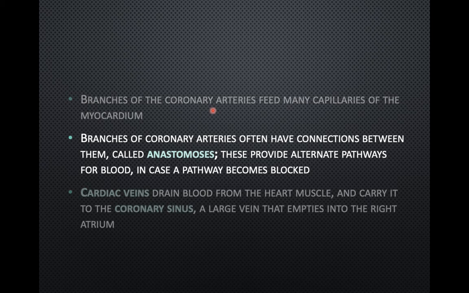Branches of coronary arteries often have connections between them called anastomosis. Anastomosis. Sorry, I always have issues with that word. Anastomosis. And so these connections are basically different pathways for blood. If a pathway gets blocked in the heart, then because we need to find different ways to nourish the heart, the blood will flow through different pathways.